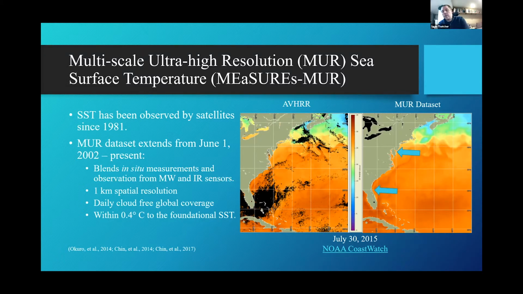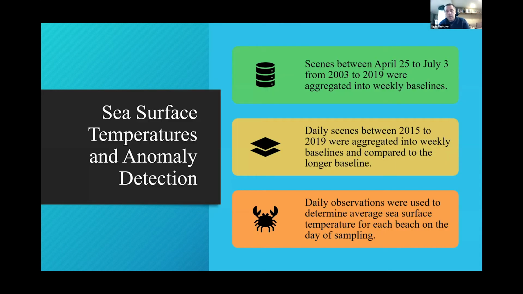This allows larger areas of sea surface temperature to be identified over geographic areas or for sites that may have limited observations from buoys, such as in small coastal areas in the Delaware Bay. So utilizing the MUR dataset, we collected data from April 25th to July 3rd for the years 2003 to 2019, and we created weekly baselines for the 17 years worth of data. This aggregation was also then completed for individual years between 2015 and 2019, when sampling occurred for spawning horseshoe crabs, to identify periods of anomalous sea surface temperatures and how horseshoe crabs may have responded to them.